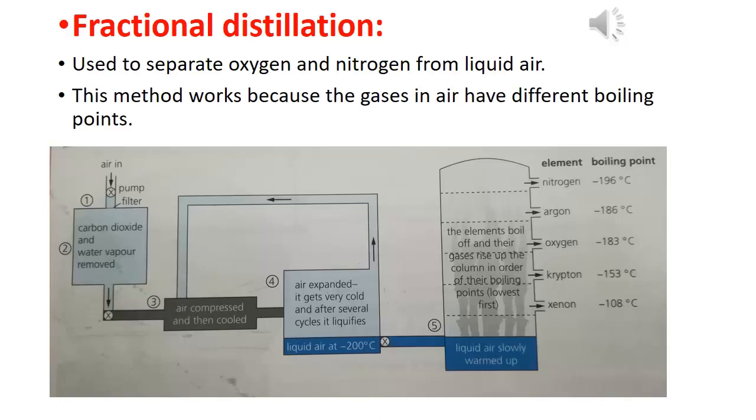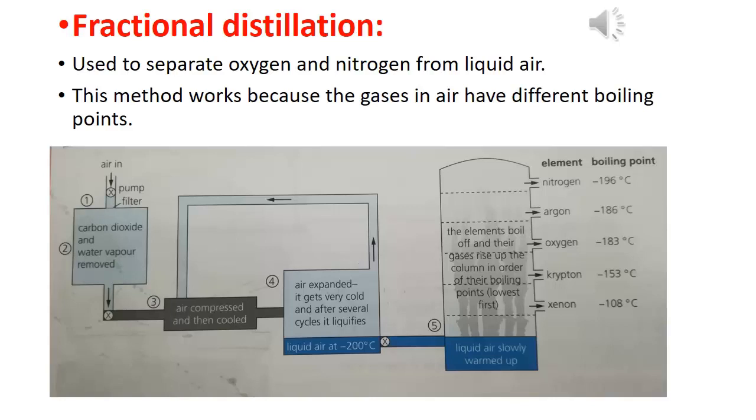Okay. Then at stage 5, what happens? See, steps 3 and 4 are repeated several times. Why? The air gets colder each time, down to minus 200 degrees Celsius. It becomes liquid, except for neon and helium. These gases are removed. They can be separated from each other by absorption on charcoal. So this process is repeated, from which two gases are removed? Neon and helium, which stay in the gaseous state, and they are removed.